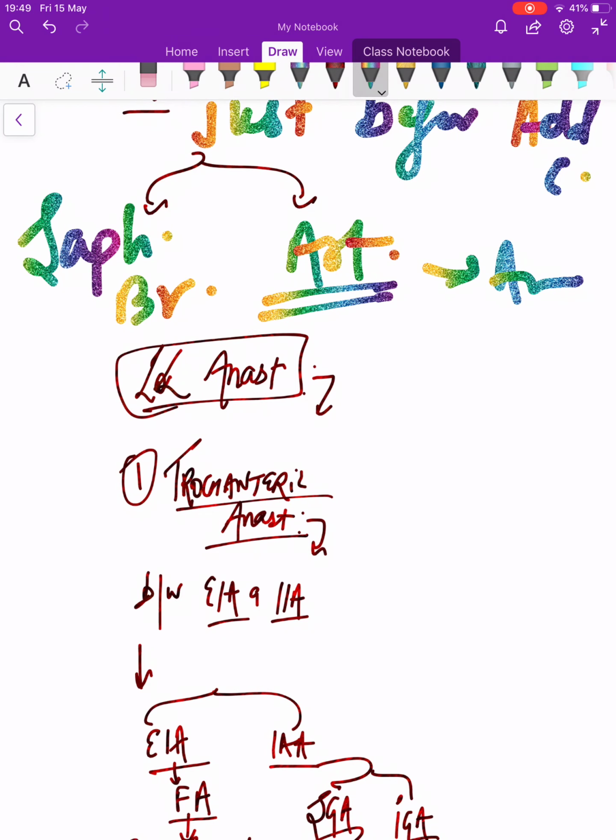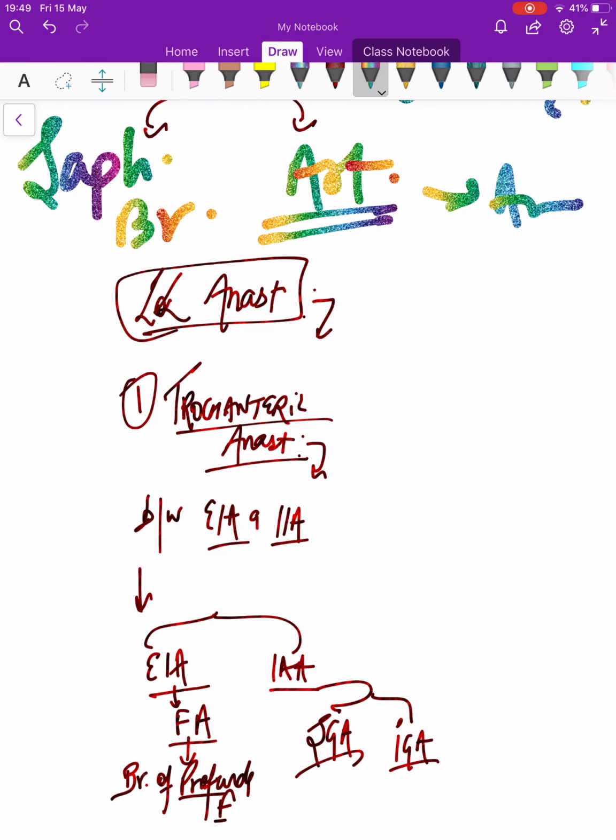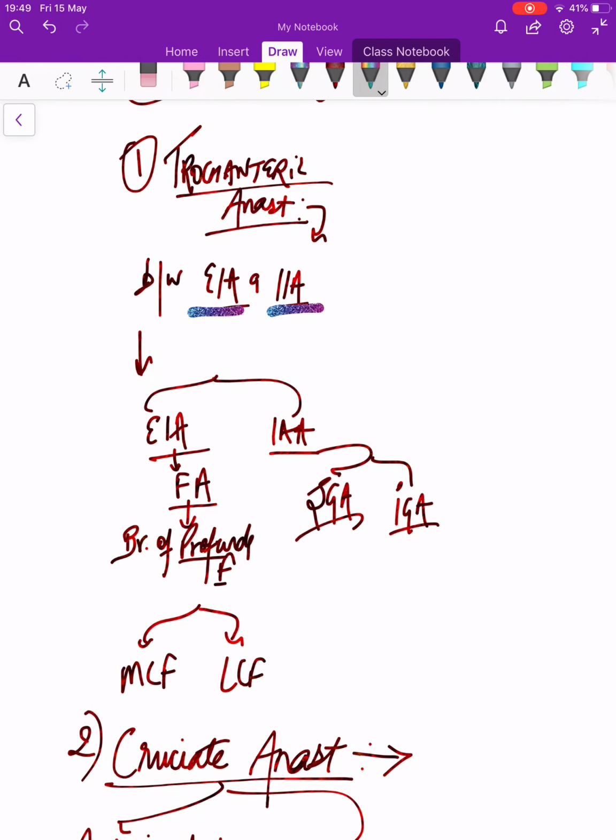Then next we can talk about the lower limb anastomosis. So first one is the trochanteric anastomosis. The trochanteric anastomosis is between the external iliac and the internal iliac artery. The external iliac will give the femoral artery as its branch, and the femoral artery will further give the profunda femoris, which has two branches, medial circumflex femoral and lateral circumflex femoral.